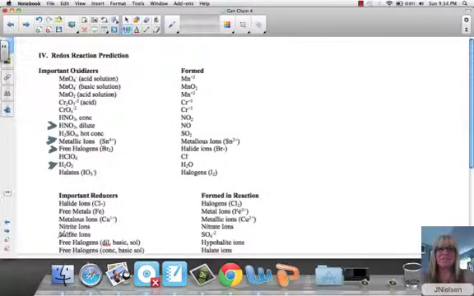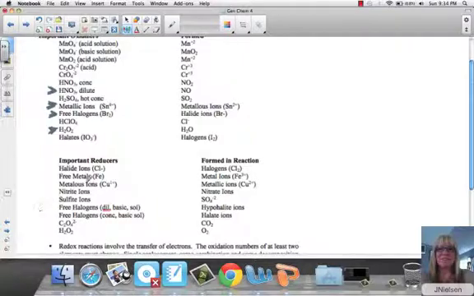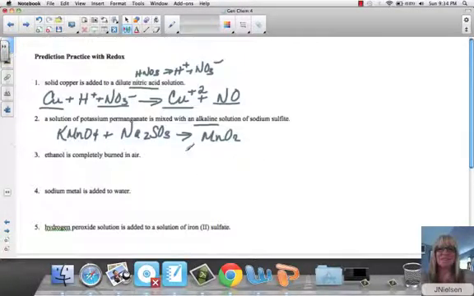Sulfite ions turn into sulfate. So that would be very helpful. Sulfite is going to turn into sulfate. So basically you have the KMnO4 turning into the Mn plus MnO2 and the Na2SO3. It's the SO3 turning into the SO4.